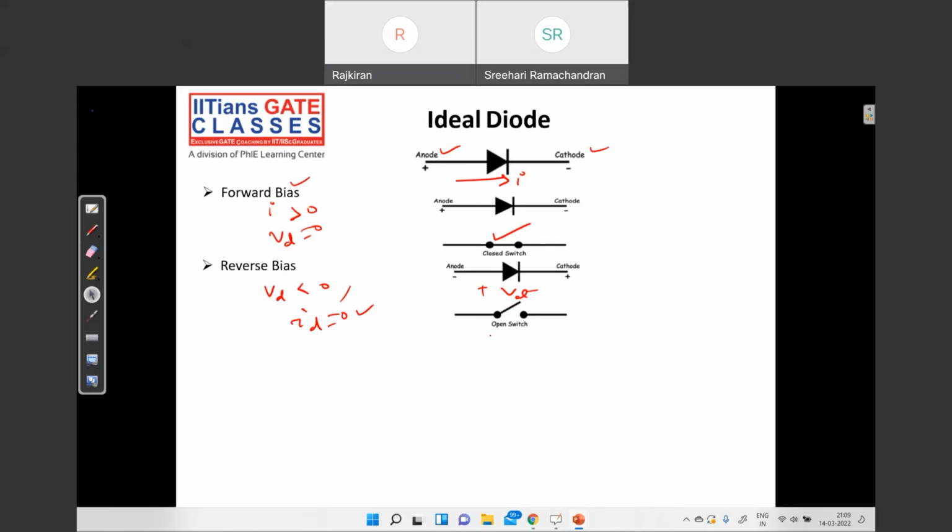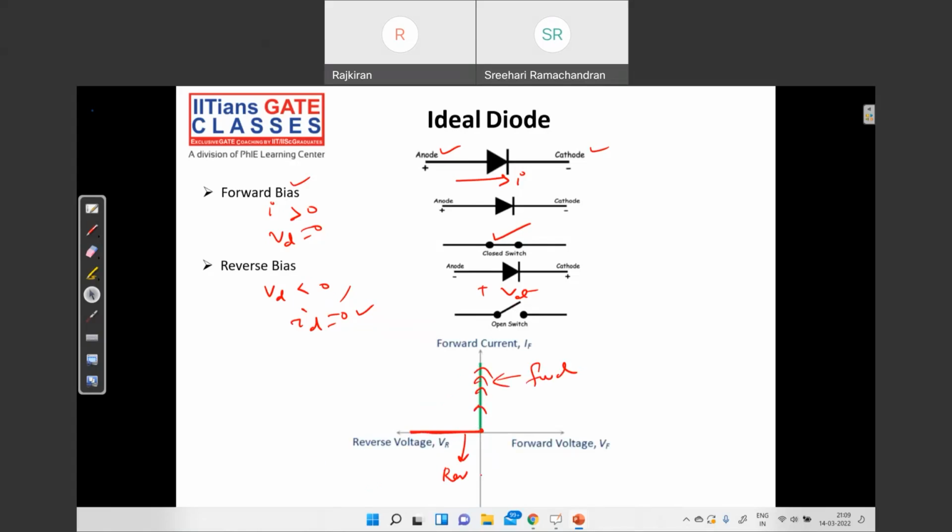Clear? So if you want to express it in terms of the IV characteristic of a diode, if the current flowing through the diode is greater than 0, the voltage across the diode VD is equal to 0. So this is the forward bias curve. Similarly, when the voltage across the diode is negative, or reverse bias, the current is equal to 0. So that is my reverse bias.